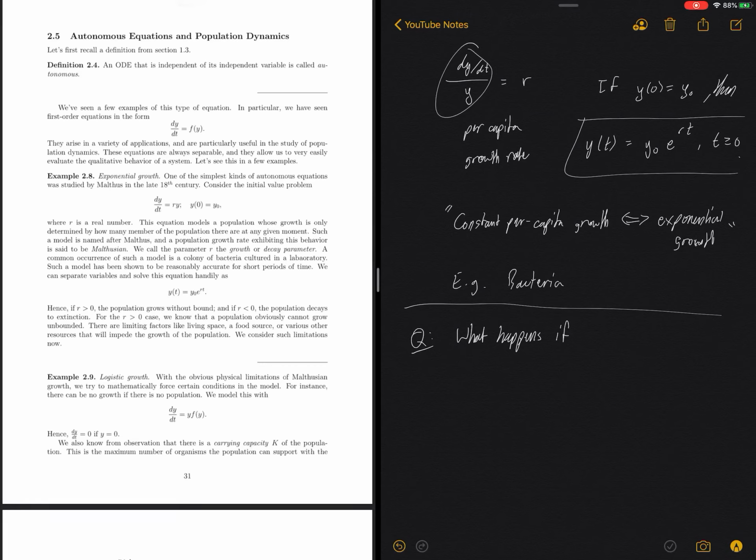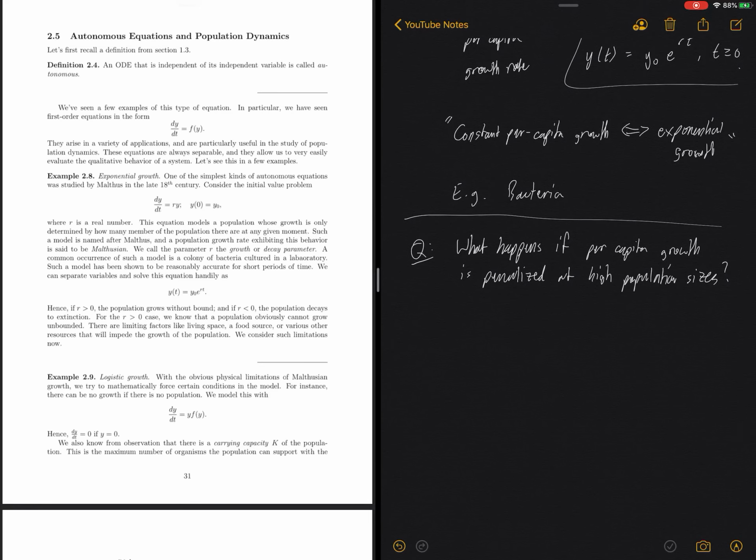So the question now is, what happens if we penalize large population sizes, if per capita growth is penalized at high population sizes? And we know this is true. We know this is something that's exhibited in nature.